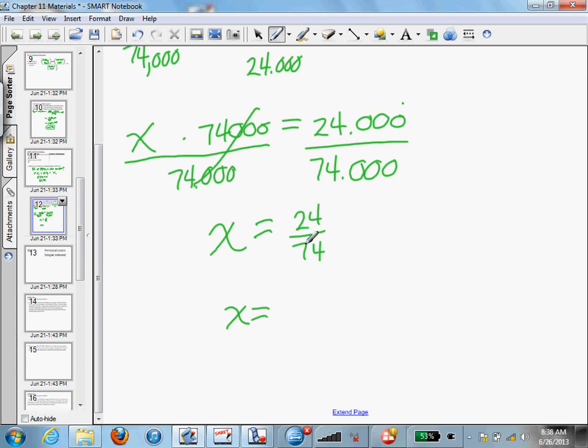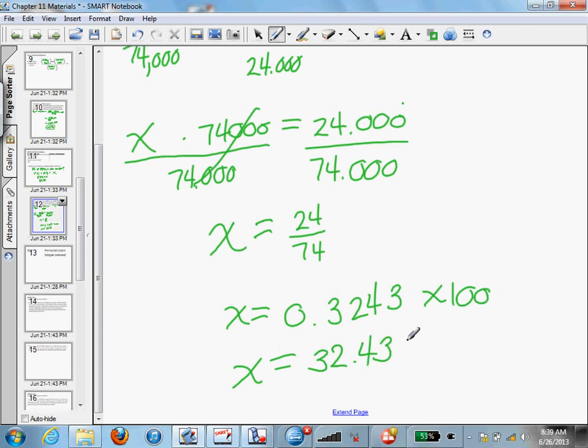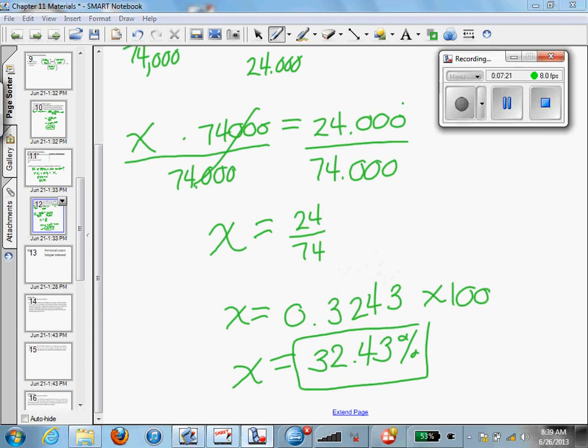When you do that, converting that fraction into a decimal, you get 0.3243. And now you're asked to find a percentage, so all you have to do is multiply by 100, and x is going to equal 32.43%. So that means a little under 33% of the chess members are scholastic members. And that concludes part 2.